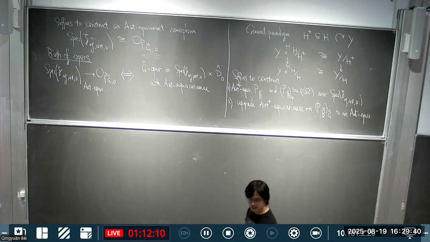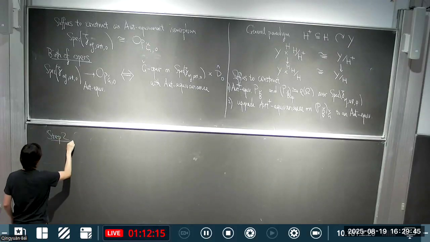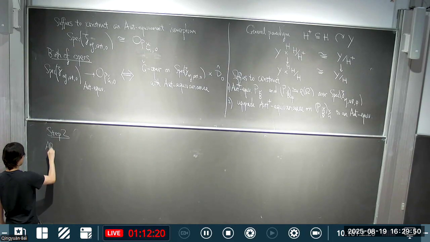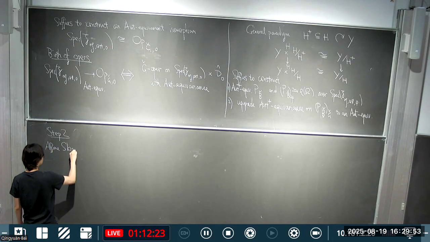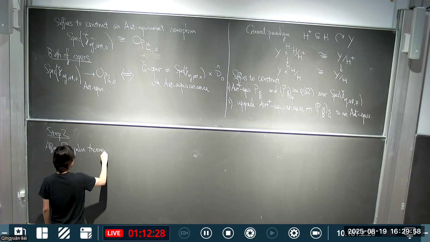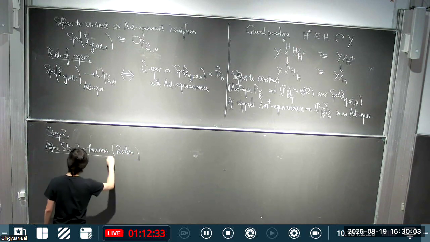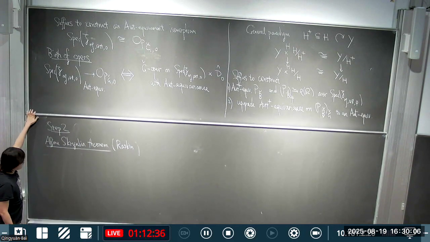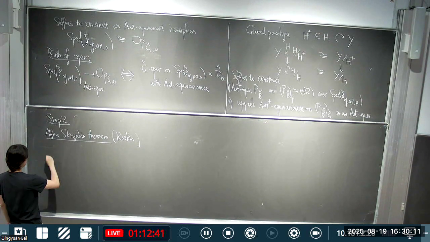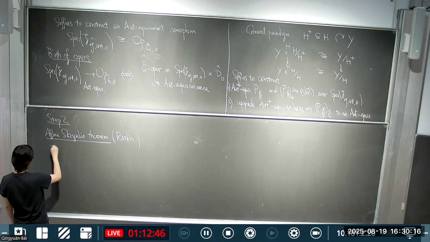All right. So step two involves a crucial new ingredient that will also feature in later talks, which is the so-called affine Skryabin theorem, due to Sam Raskin. So what does this theorem say? The theorem, wonderfully, actually applies to all levels. So it says the following.